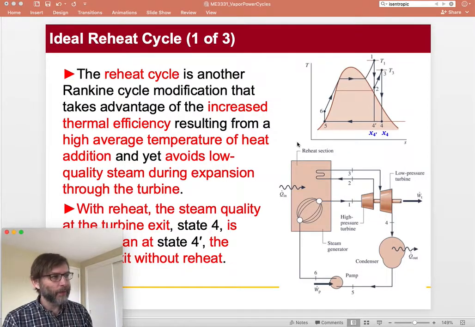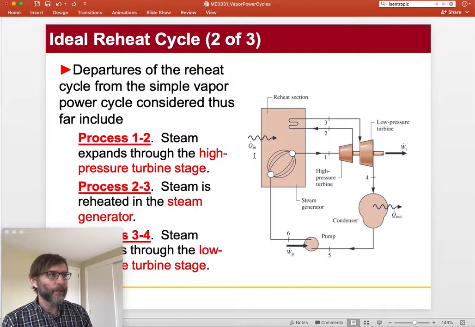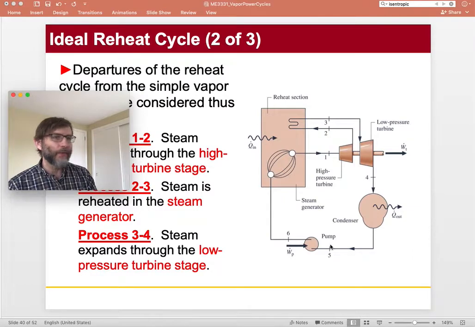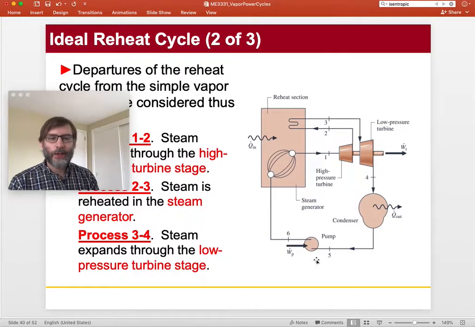It gets complex. But this is a really good one. This is why I'm presenting it to you, because it is a really good way to increase the thermal efficiency of a Rankine power plant, and pretty easy to analyze too, as we will find out. It departs from the simple vapor power cycle because it has the high pressure turbine; you reheat 2 to 3, then 3 to 4 we go through a low pressure turbine stage, and then 4 to 5 we go through the condenser just like normal. So it's just one extra heat exchanger and one extra turbine.